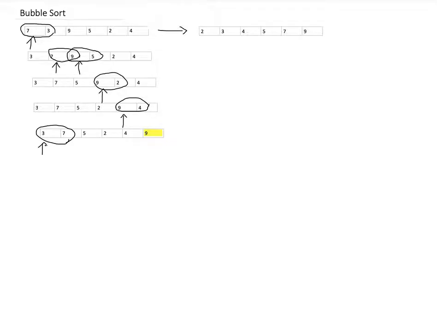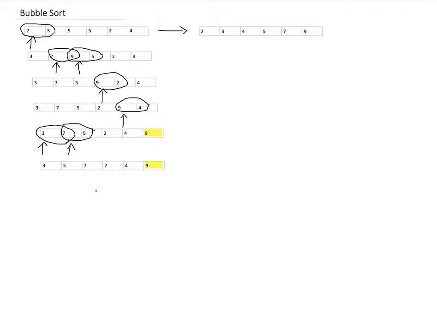When we compare 3 and 7, no change because 3 is less than 7, so we don't have to swap. So we're going to move the pointer to the next location and compare 7 and 5. Since 7 is larger than 5, we have to swap. So the new list is going to look like 3, 5, 7, 2, 4, 9. We don't have to make any change to 9 anymore. So let's color this like this.